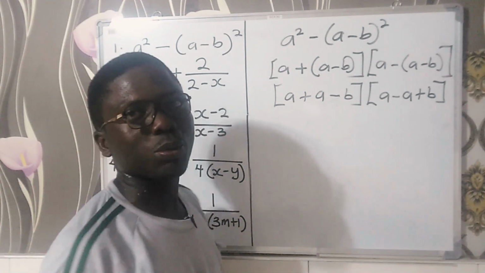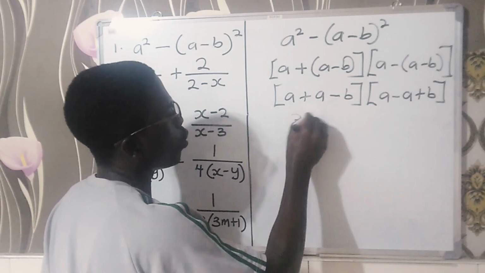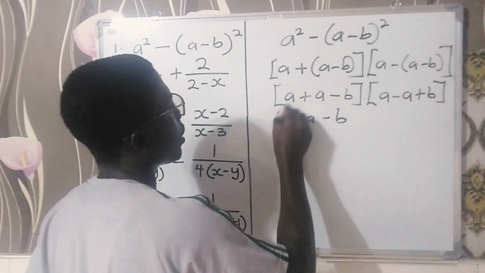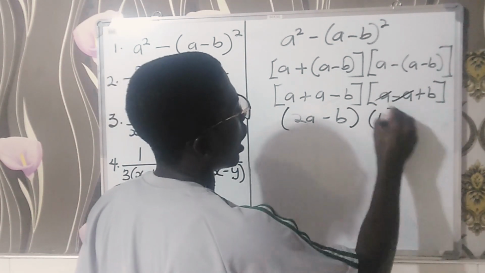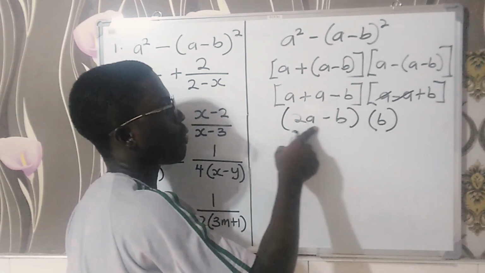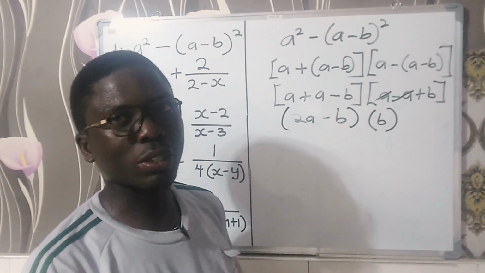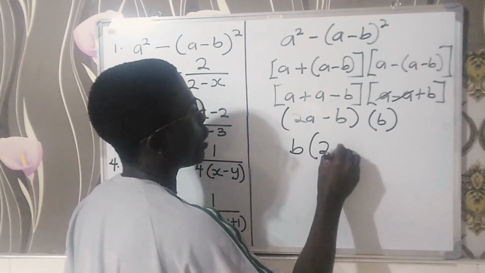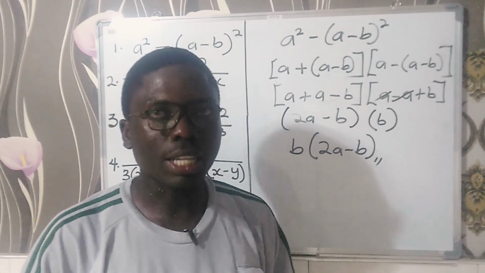We can add or subtract like terms, and so a plus a will then be what? 2a minus b here, and then here too we have what? This a will cancel this a, we are left with b here. And then this b, if we should expand this, it means we haven't simplified it. It means we have to factorize it out, and so we leave it as it is. So the final answer will be b into bracket 2a minus b. And this is your final answer.